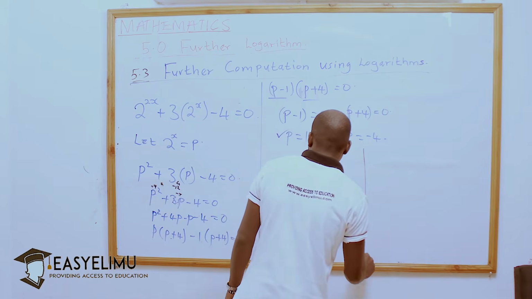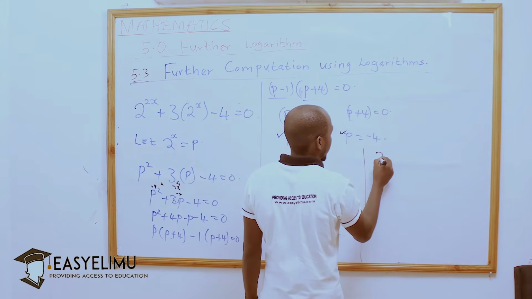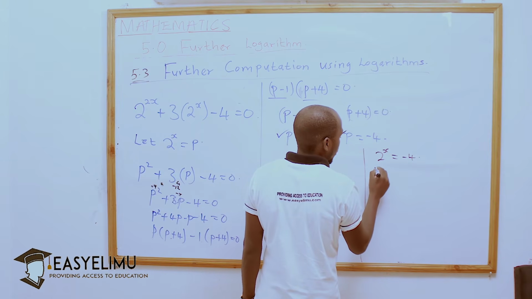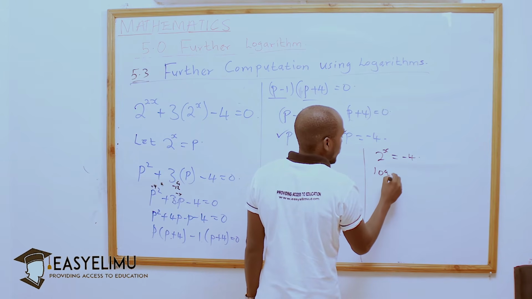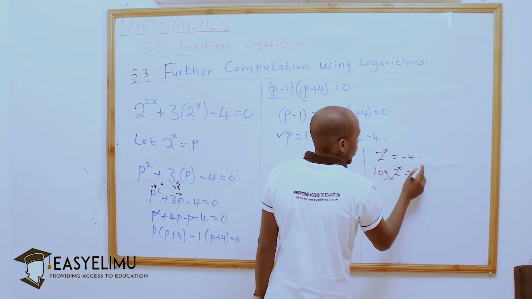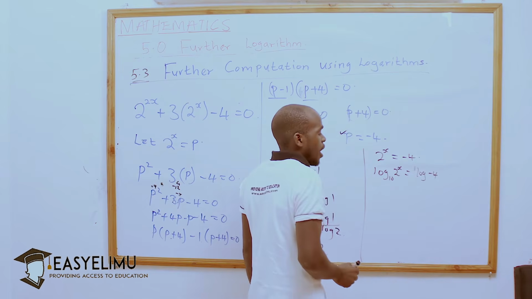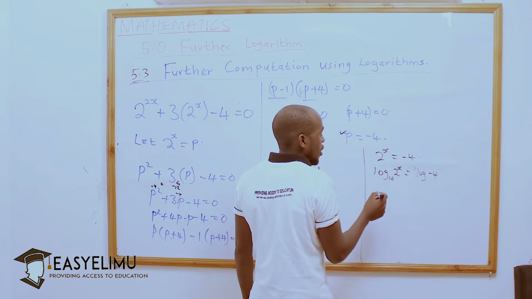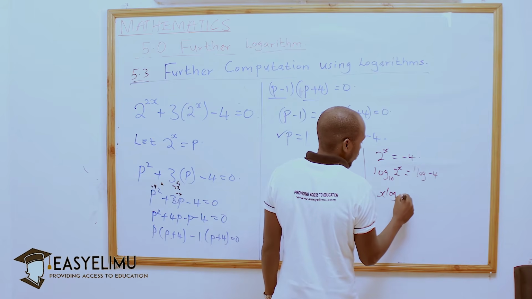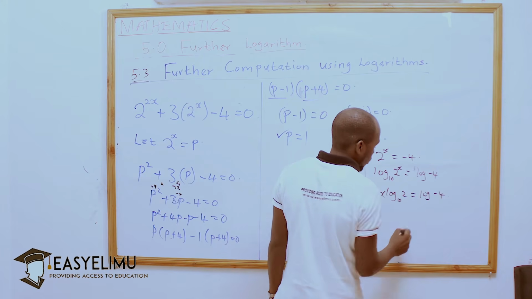And at the same time, you may use p as negative 4 such that 2 raised to x equals negative 4. So if we do that, you are going to get log to the base of 10 of 2^x is equal to log of negative 4. And if that is the case, then we are going to have x log to base 10 of 2 is equal to log of negative 4.